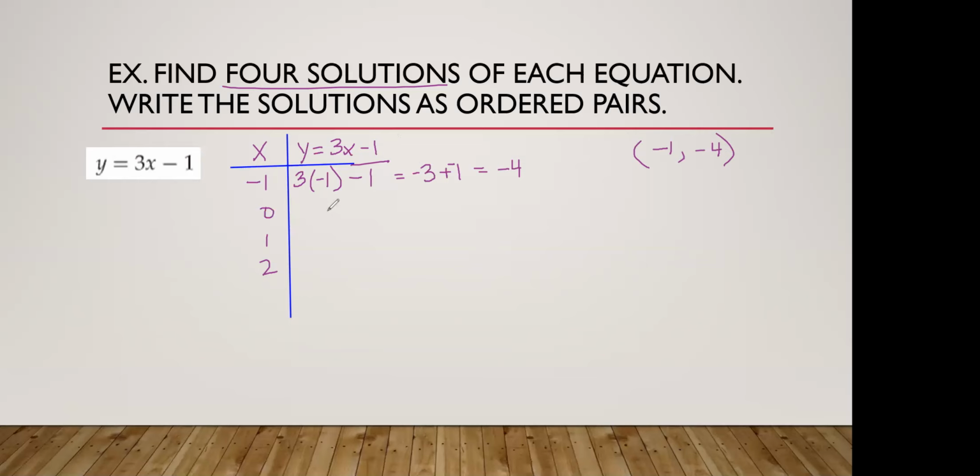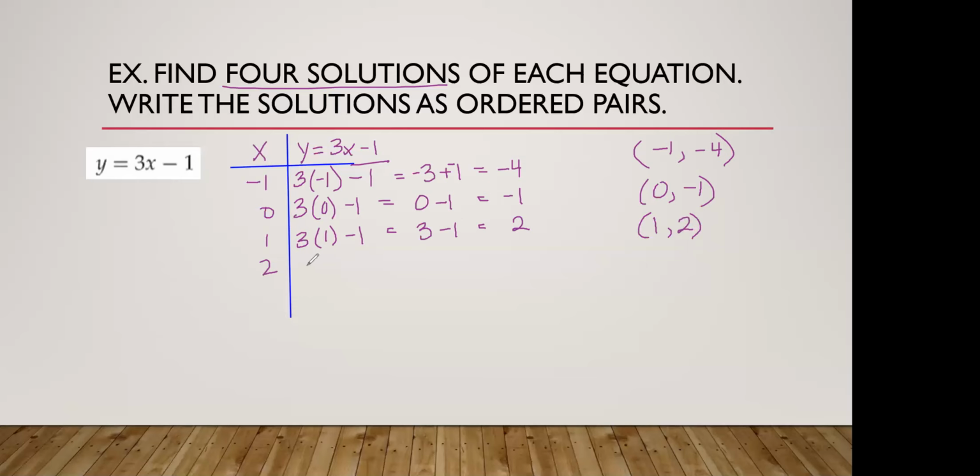Go on to the next one. Now we're going to plug in 0 for x. So 3 times 0 minus 1. Well, 3 times 0 is 0, and 0 minus 1 is -1. So when x is 0, y is -1, okay? Now we're going to plug in 1 for x. So 3 times 1 minus 1. Well, 3 times 1 is 3, minus 1 equals 2. So when x is 1, y is 2.